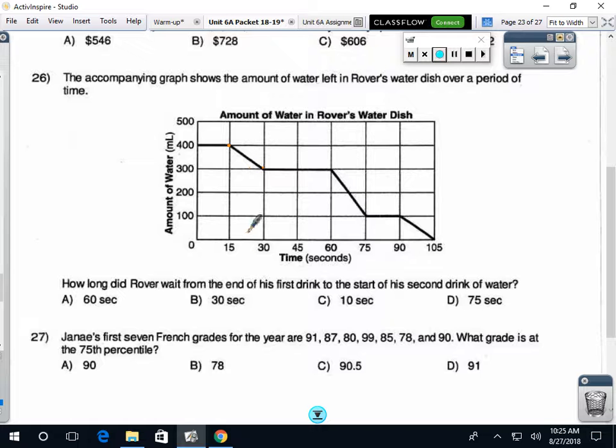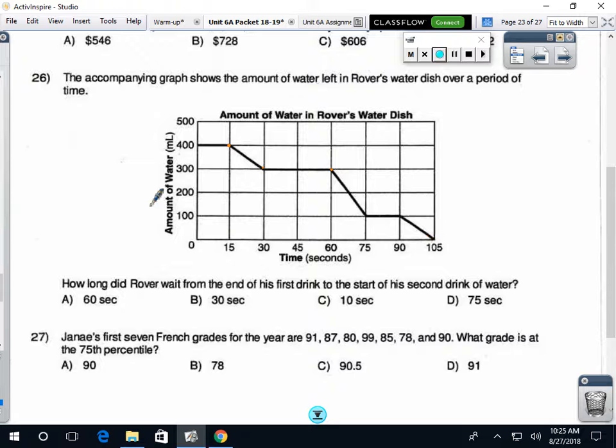Because look, if it drops from 400 to 300, didn't it drop 100 milliliters over those 15 seconds? Okay, but then between 30 and 60 seconds, it stays at 300. So he wasn't drinking during that time. And then he starts drinking again at 60 seconds. And he drinks how much? 200 milliliters for those next 15 seconds. And then he takes another break again. And then he drinks the last 100 milliliters.